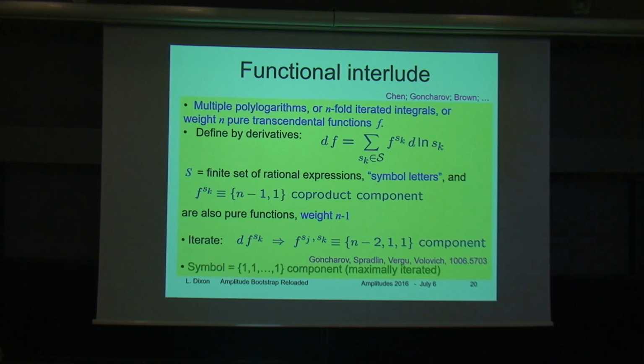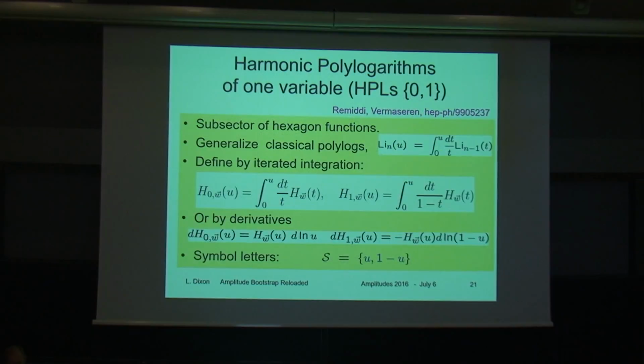And once you've iterated this n times, then you get to the symbol of the original function, which was described and exploited in the two-loop remainder function simplification by these folks. So a very simple example of this, which is also sort of a subspace of the hexagon function space, are the harmonic polylogarithms that were introduced first to the phenomenology community by Remiddi and Vermaseren back in '99.